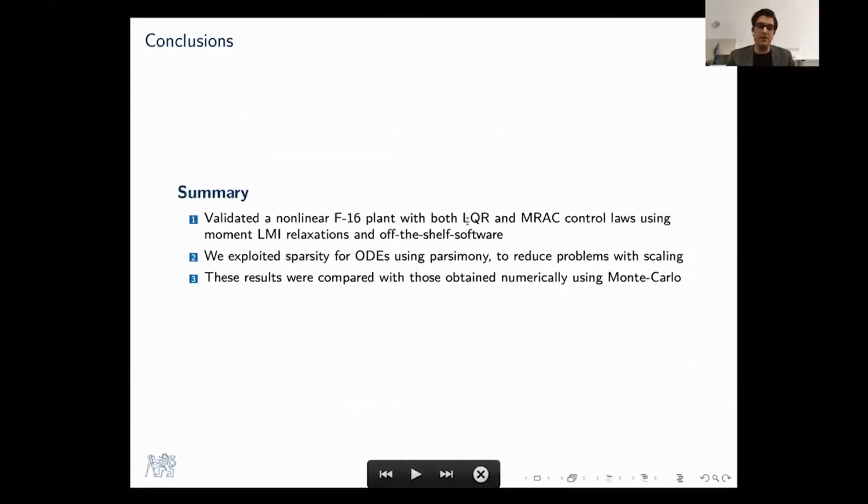So finally, we can state our conclusions. We validated a nonlinear F16 plant with both LQR and MRAC. We exploited sparsity for ODEs using parsimony to reduce problems with scaling. And these results were compared to those obtained using Monte Carlo.